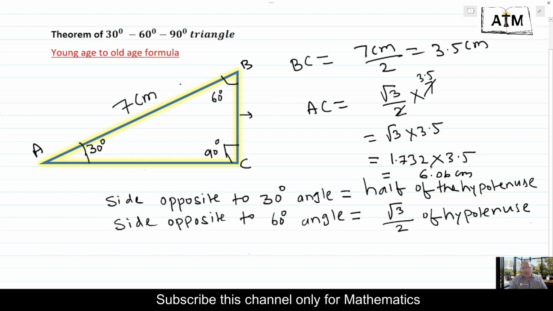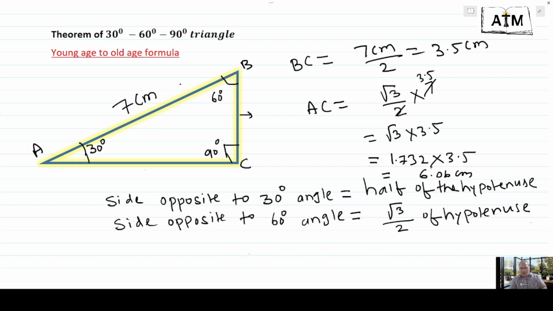And I suggest you that always remain young, don't become old, okay? But remember the young age to old age formula.